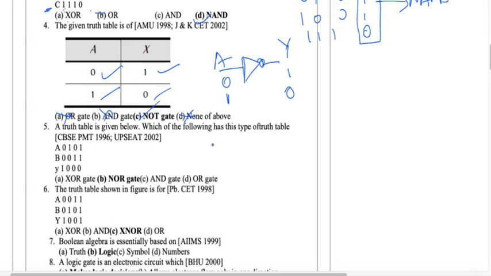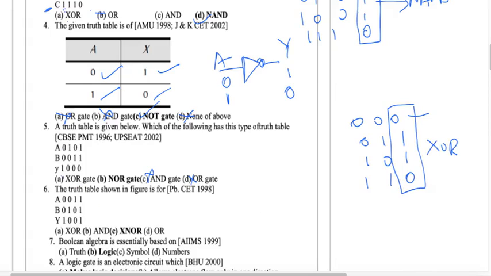Question number 5. A truth table is given below to find which gate. First check the 0 0 case: both the inputs are 0, so the output is 1. So it is not an OR gate, it is not an AND gate. You're left with two options, that is exclusive OR and NOR. In exclusive OR, the truth table is like this: 0 0 0, 0 1 1, 1 0 1, 1 1 0. If the inputs are equal, the output is 0. So this is the output of the exclusive OR gate, which you can write as XOR.